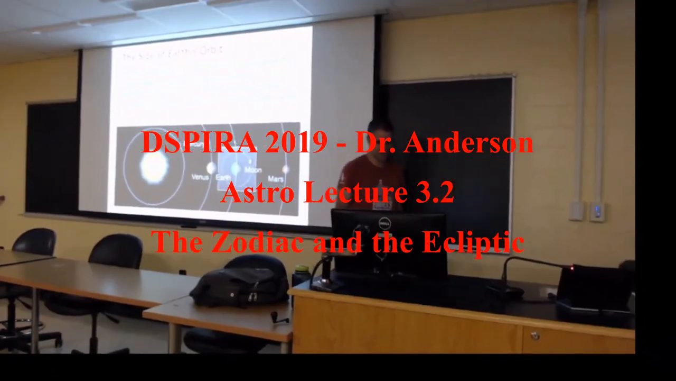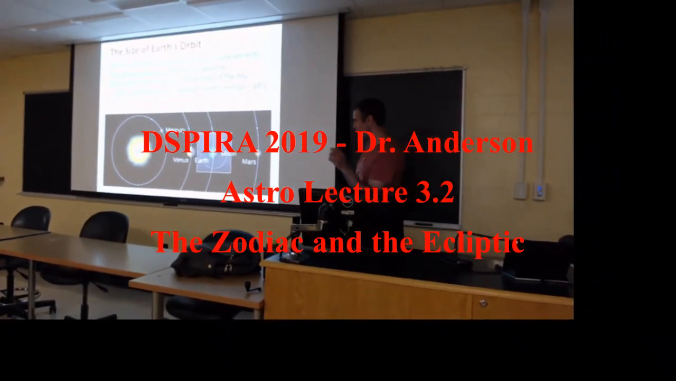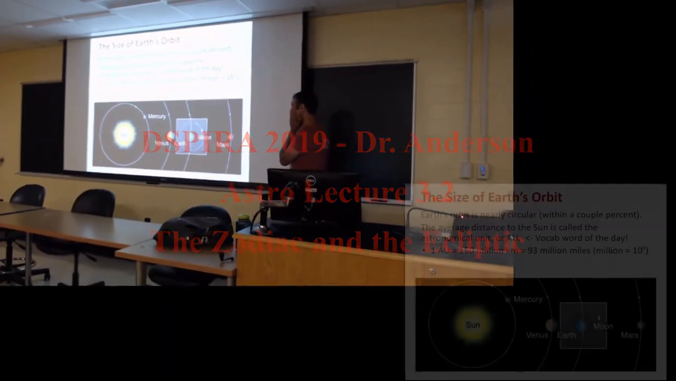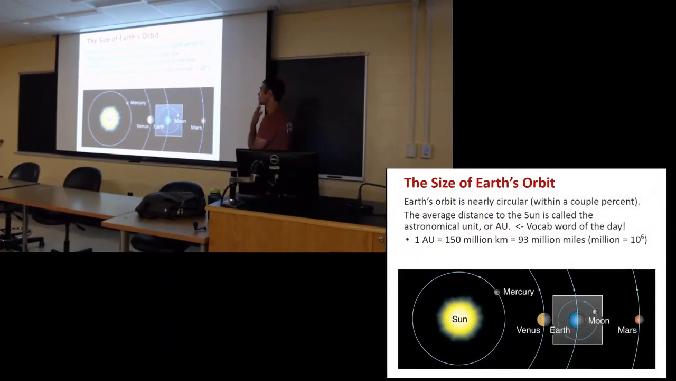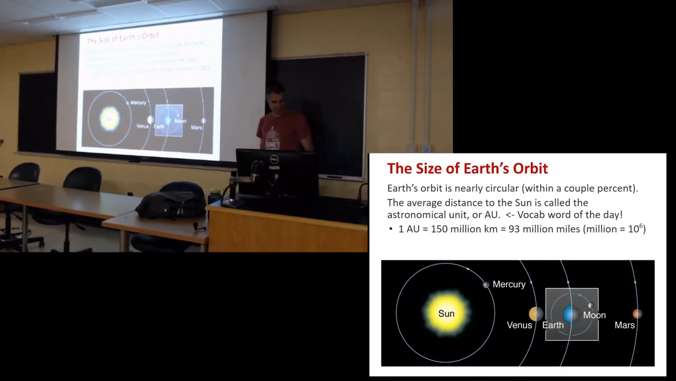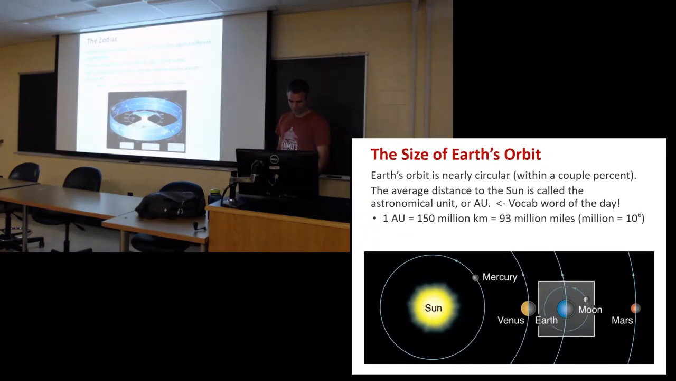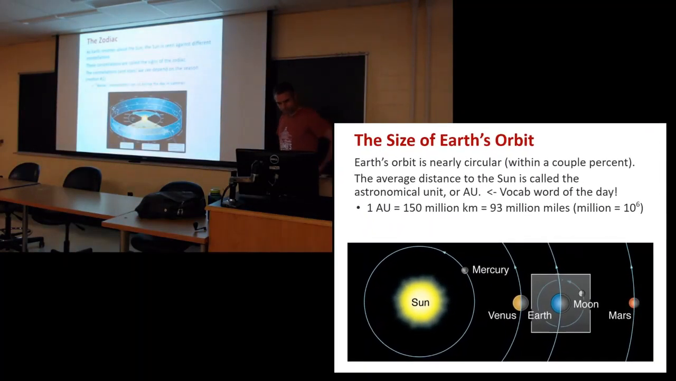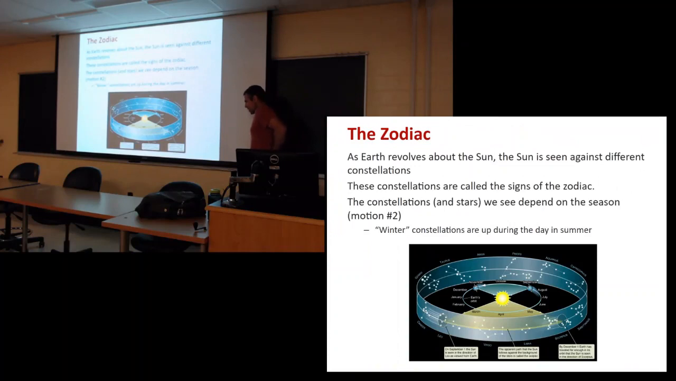So 1 AU is the mean distance between the Earth and the Sun. It's about 93 million miles, or 150 million kilometers. This is just a vocab word that we've talked about a little bit. That brings us to the signs of the zodiac.